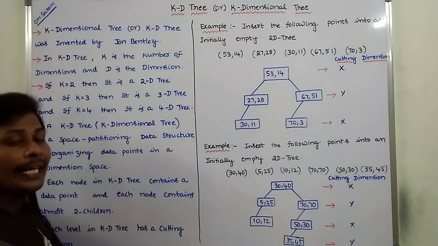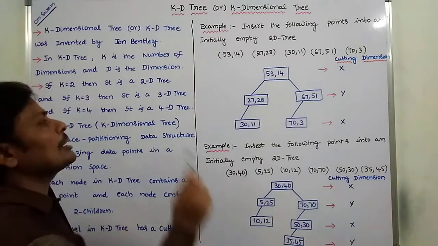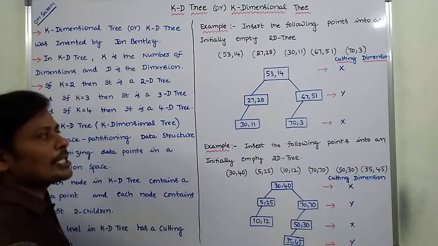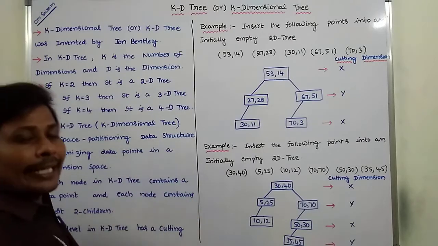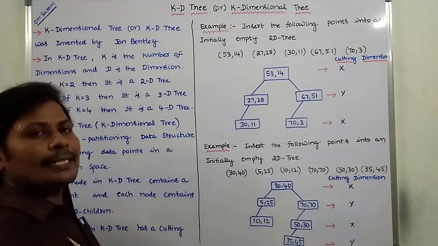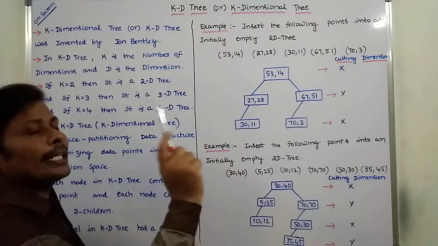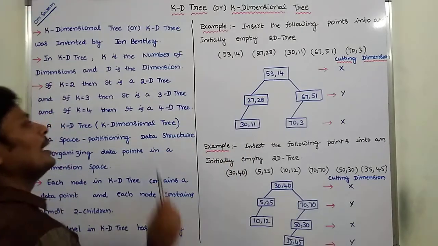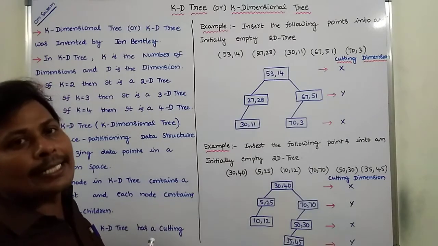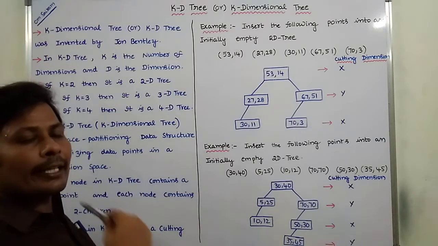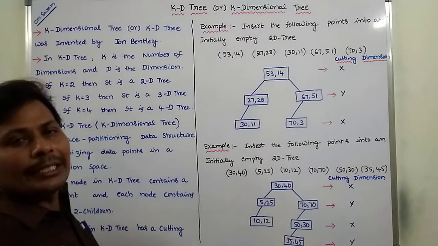In the case of a 3D tree, each data point is a node, and that node contains 3 values. The first value is the X coordinate, the second is the Y coordinate, the third is the Z coordinate, representing the X, Y and Z dimensions. In the case of a 4D tree, each data point contains 4 coordinates, and the 4 coordinates represent 4 dimensions.